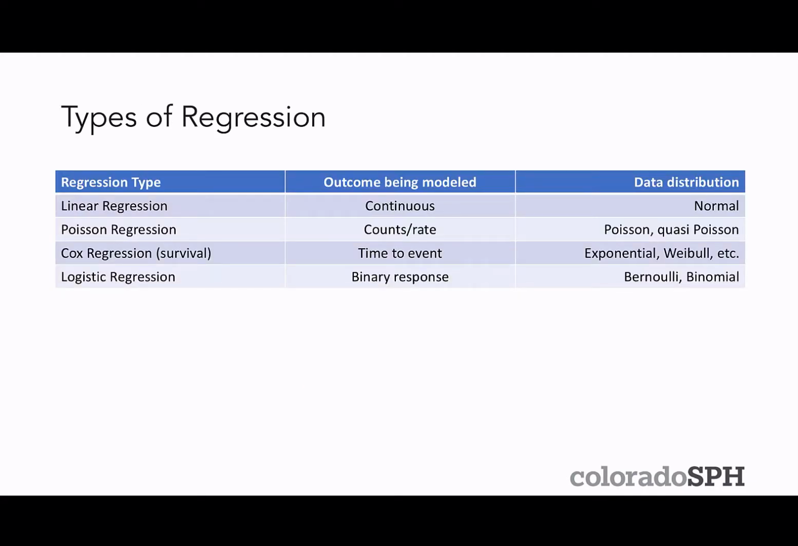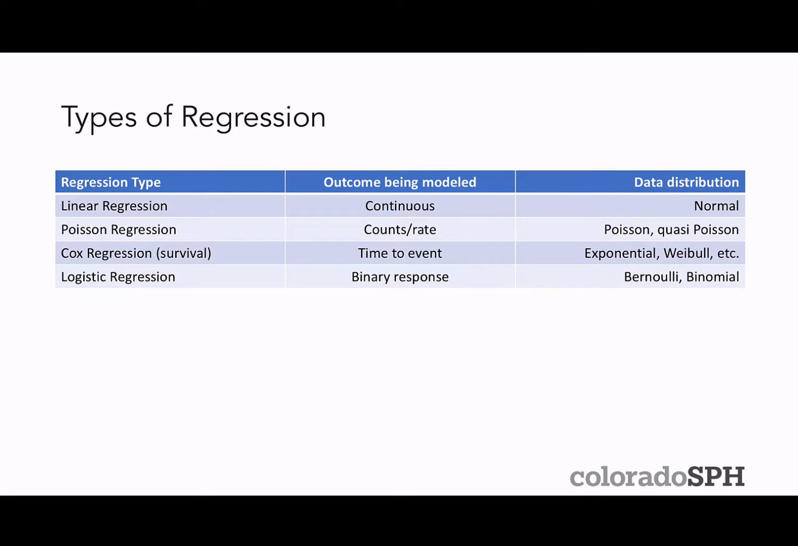So we already saw linear regression, we're very familiar with, and in linear regression the outcome being modeled is continuous. And the error distribution at least is considered normal. Another regression type is Poisson regression, which we'll learn about later in the semester. With Poisson regression, you model count data and assume a Poisson data distribution or a quasi-Poisson data distribution to relax some of the assumptions about your variance, which we'll also learn about later.